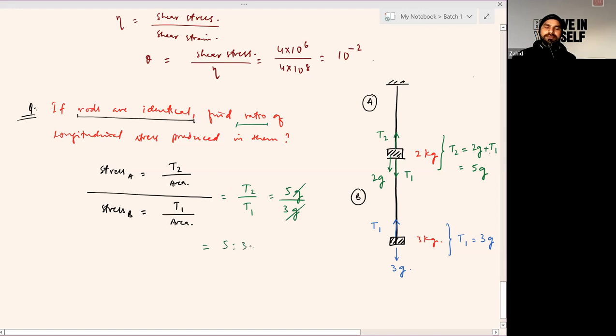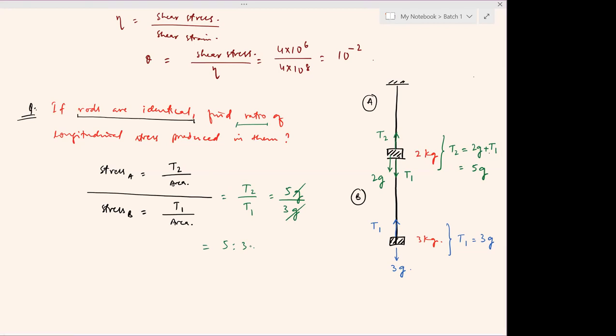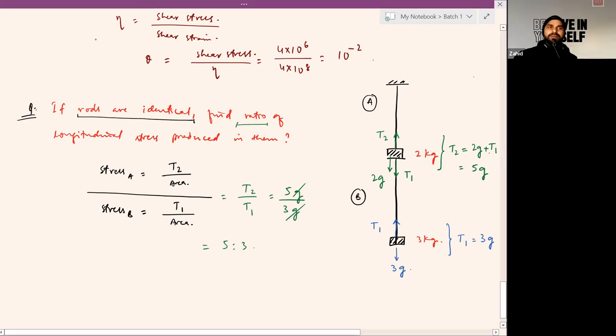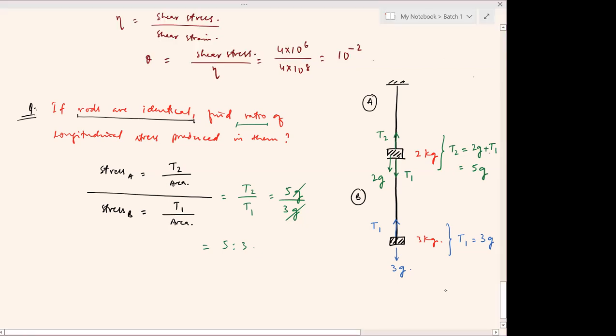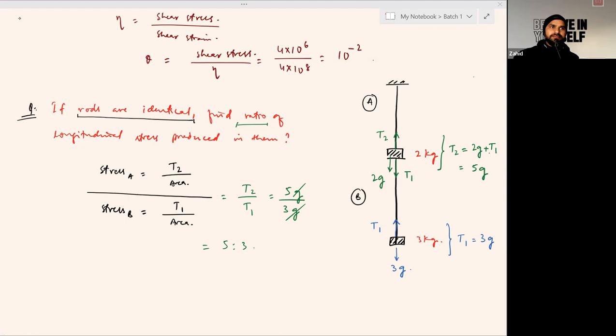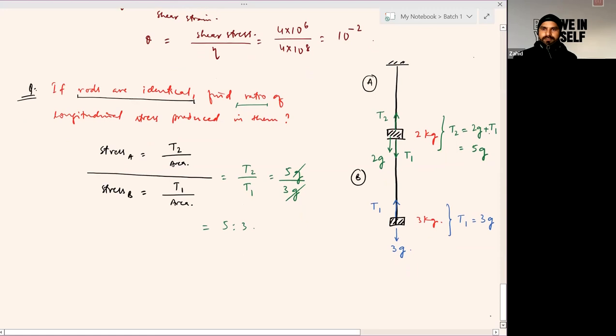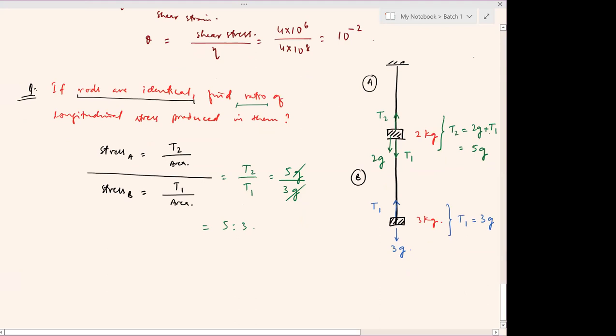Salman, is it clear? Yes, sir, clear. Okay. Hiba, any doubt? No, sir. Okay. Salman, you have written? Yes, sir, done.